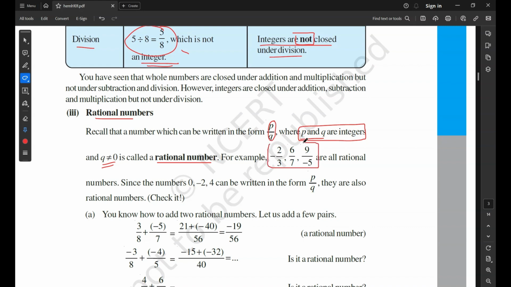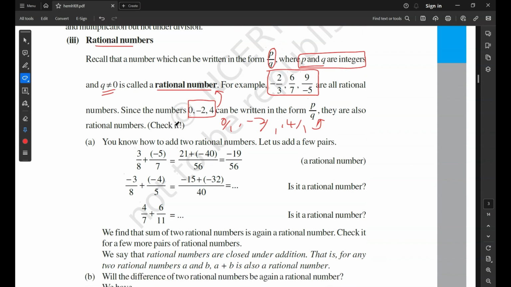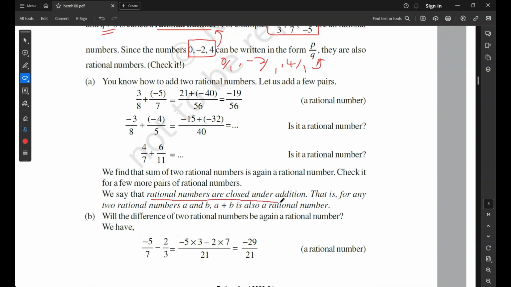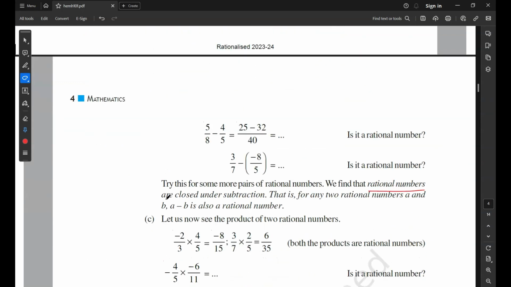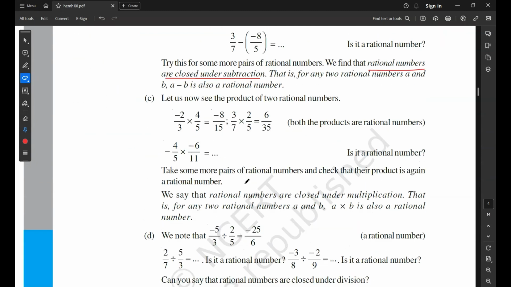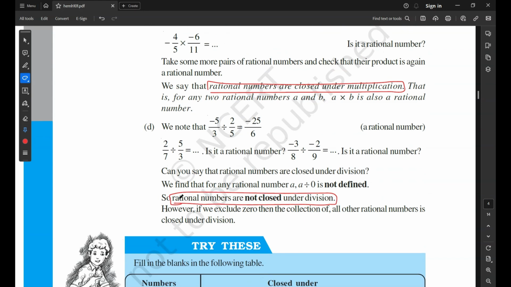These are some examples of rational numbers: minus 2 by 3, 6 by 7, and 9 by minus 5. And even 0, negative 2, 4 can be expressed in p by q form, so they are called rational numbers. How can they be expressed in p by q form? 0 by 1, negative 2 by 1, and 4 by 1. Now they are in the form of p by q, so they come under rational numbers. Rational numbers are closed under addition. This is very important for us to know. Rational numbers are closed under subtraction, and closed under multiplication. But in division alone, rational numbers are not closed under division. This is a very important point to remember.